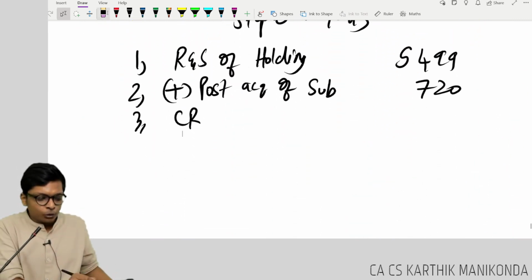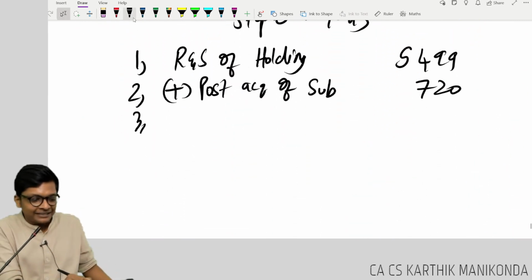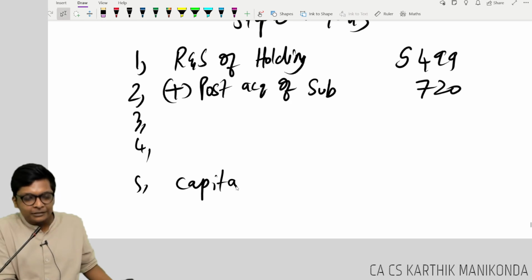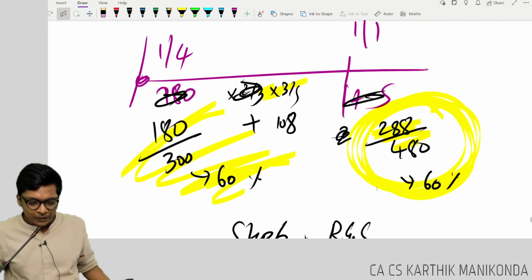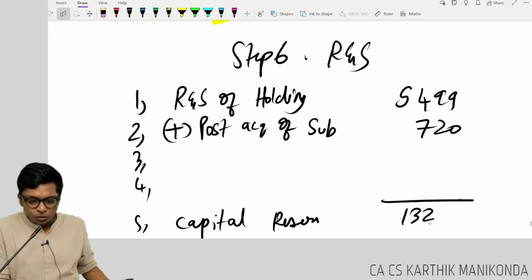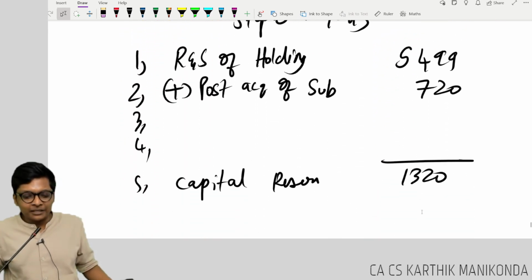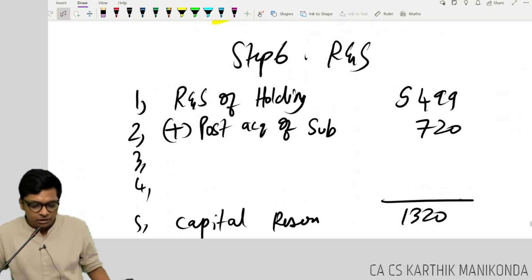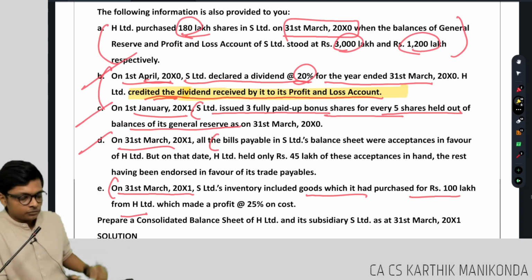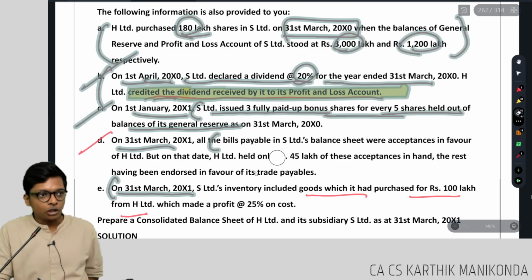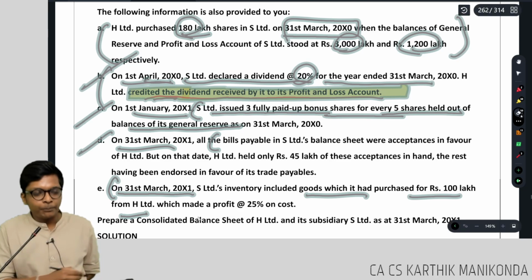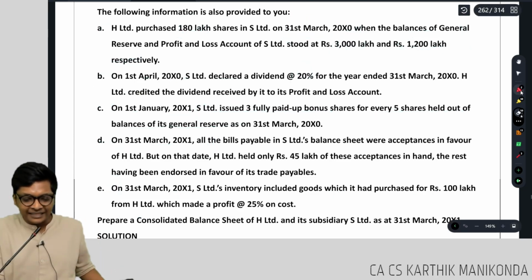So let's keep capital reserve separately, guys. I can't add capital reserve with my general reserves, which is 1320. Apart from capital reserve, there are 2 more adjustments. One is downstream stock, other one is pre-acquisition dividend. Perfect. I will again explain.